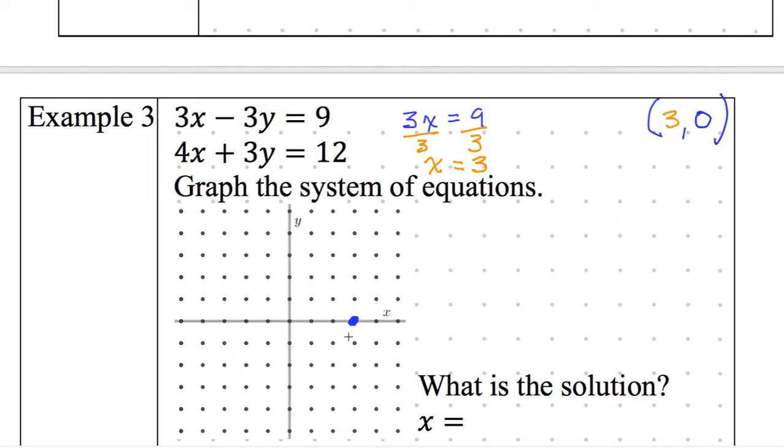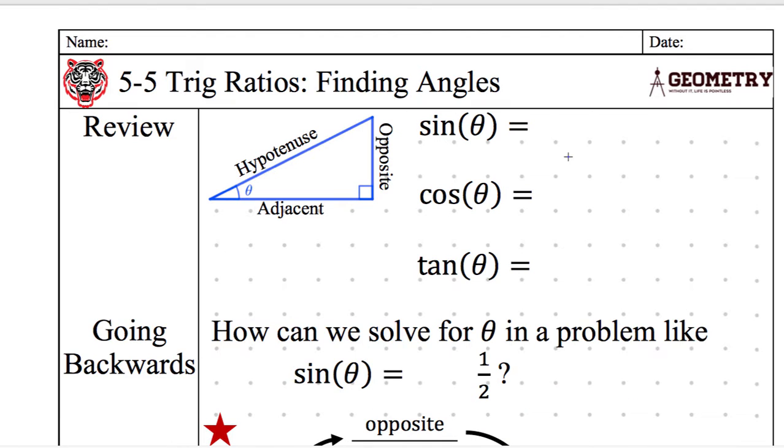All right. Let's take a pause. Everyone go ahead and grab a ruler. Welcome to Geometry. We're on lesson 5-5. Today's date is January 28th. Make sure you have that date and your name on your notes.